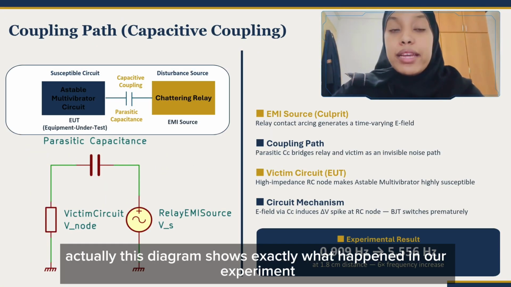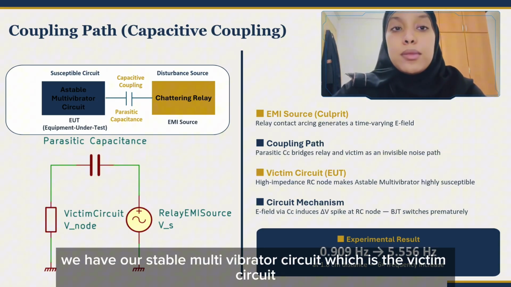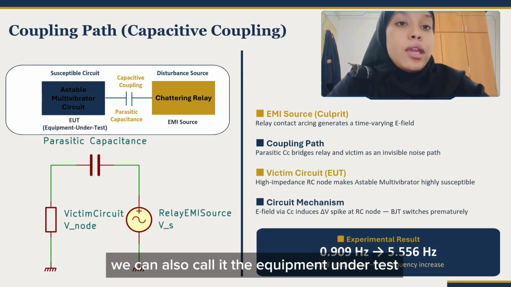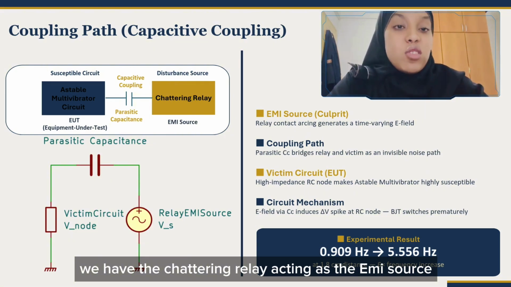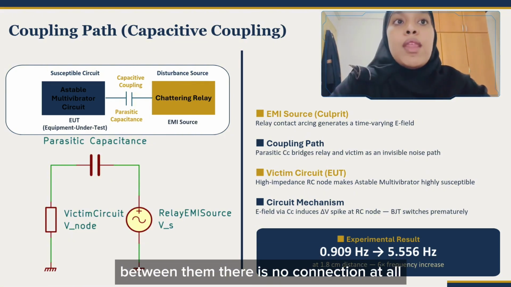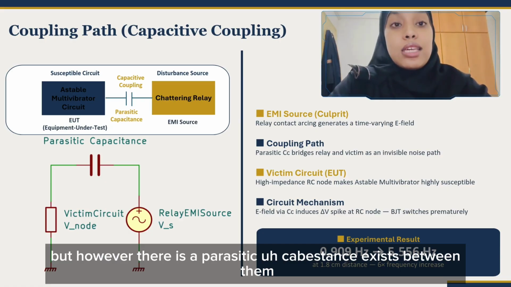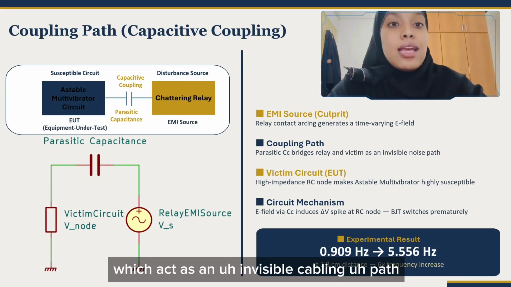Actually, this diagram shows exactly what happened in our experiment. We have our unstable multivibrator circuit, which is the victim circuit. We can also call it the equipment under test. We have the chattering relay acting as the EMI source. Between them, there is no connection at all, however, there is a parasitic capacitance between them, which acts as an invisible coupling path.